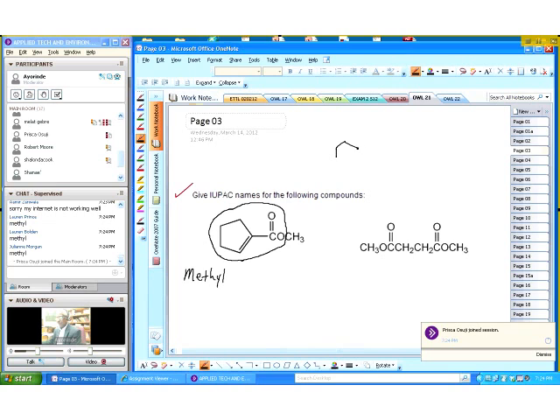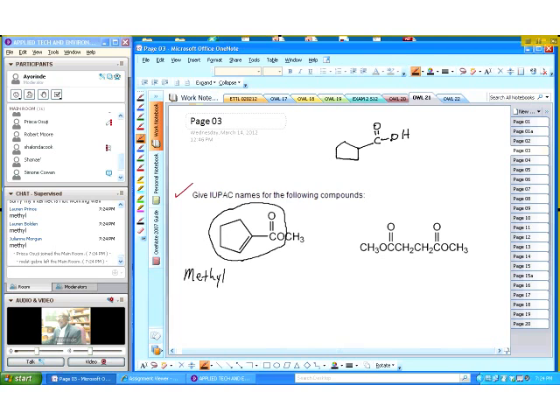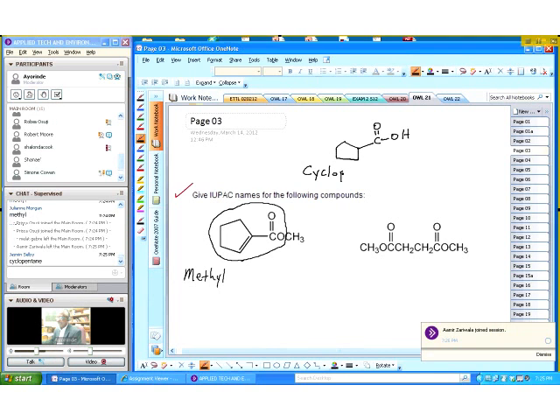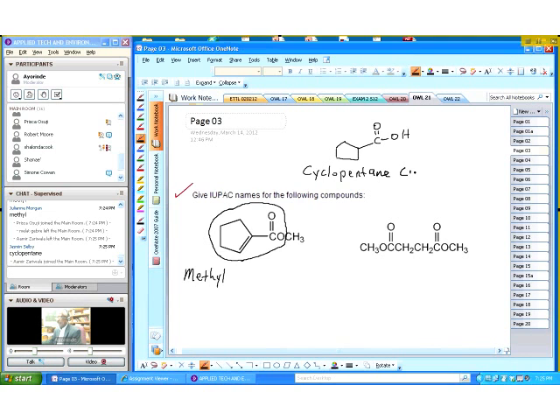I will give you a little hint here. Anytime you have a ring system attached to a carboxyl group, this is a carboxylic acid, you give the complete name of the ring system. What would be the name of this ring system here? Cyclopentane. Excellent. Jasmine says cyclopentane. That is correct. Now, once you give the complete name of the ring system, you now add the word carboxylic acid.